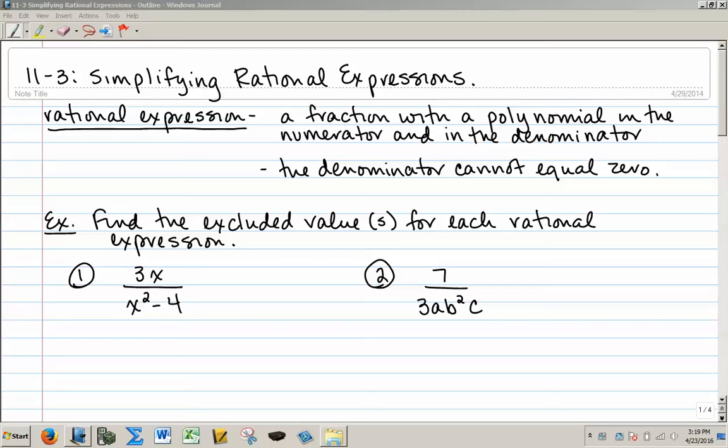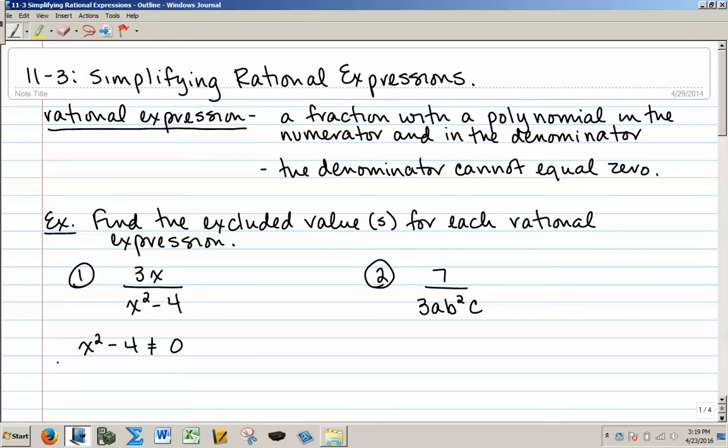You can also have excluded values for rational expressions. And remember what that is: it's the value of x that makes the denominator 0. So here's a couple examples. My first example is 3x over x squared minus 4. Since x squared minus 4 is in the denominator, that cannot equal 0. So I would just set it not equal to 0.